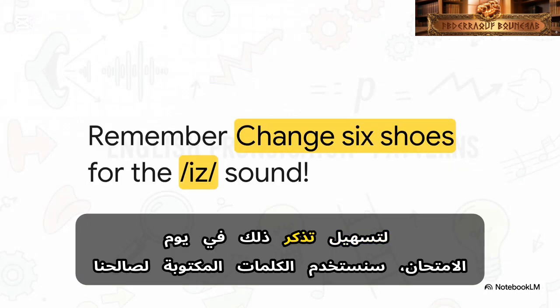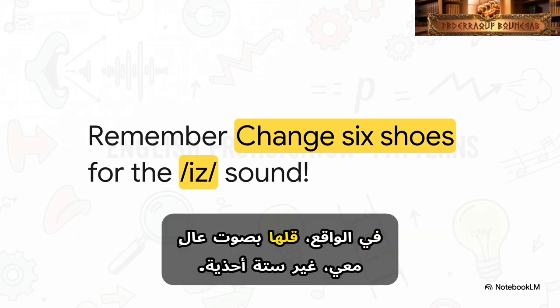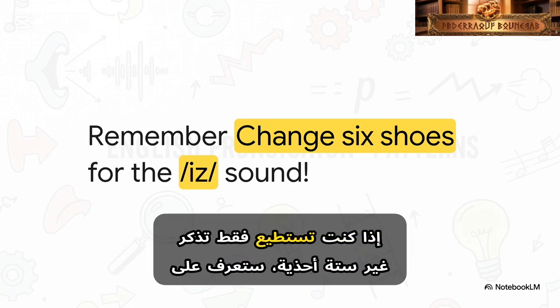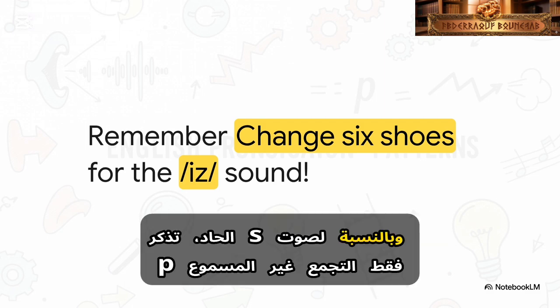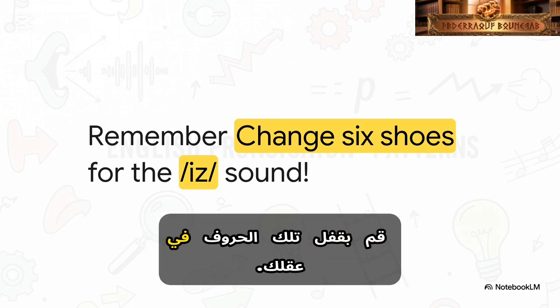To make this even easier to remember on test day, we're going to use the written words to our advantage with a brilliant mnemonic, change 6 shoes. Actually say it out loud with me. Change 6 shoes. The starting sounds of those written words, ch, s, sh, those are your primary triggers for that tricky iz sound. If you can just remember change 6 shoes, you instantly know when to add that extra syllable. And for the sharp S sound, just remember the unvoiced cluster PKTFS. Lock those letters right into your mind.